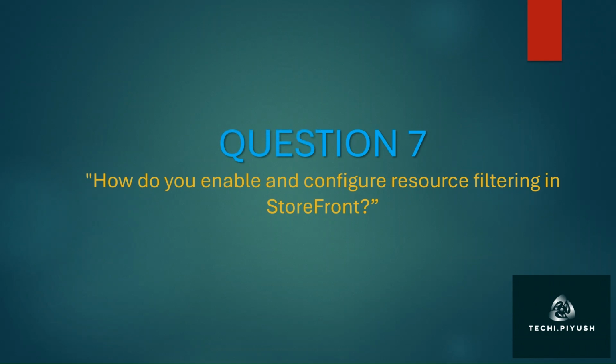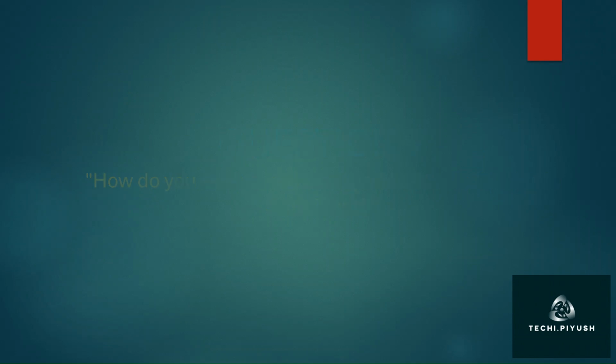Another question on storefront configuration is how do you enable and configure resource filtering in storefront? Normally, we don't use this feature, but sometimes the interviewer wants to test your knowledge. To enable this feature, you need to use PowerShell commands to define resource filters that specify which applications or desktops are visible to different users or groups. You need to apply these filters to restrict access to specific resources, ensuring users only see what they should.